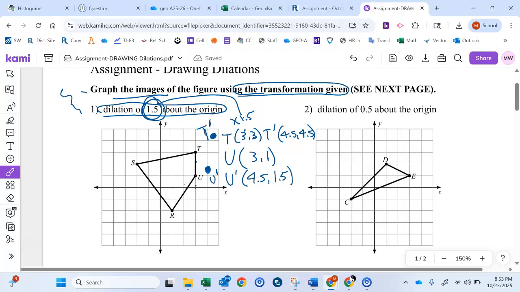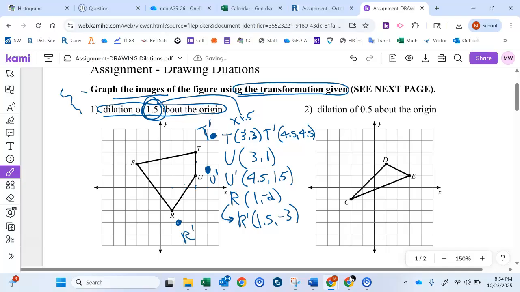And then do the R2. So R is, what is it? 1, 1, 2. Wait, so 1, -2. So R prime is going to be times 1.5: -3, 1.5, 1, 2, 3. R prime should be right there.